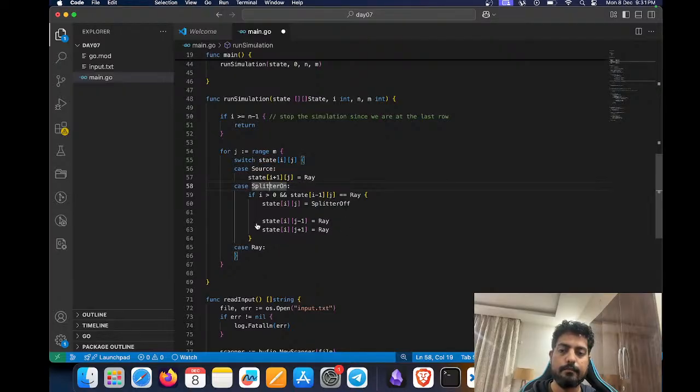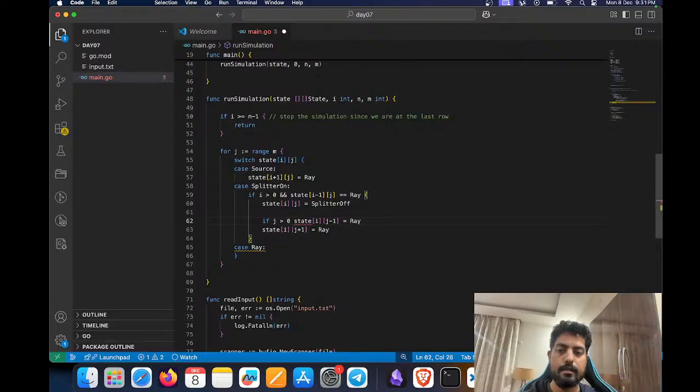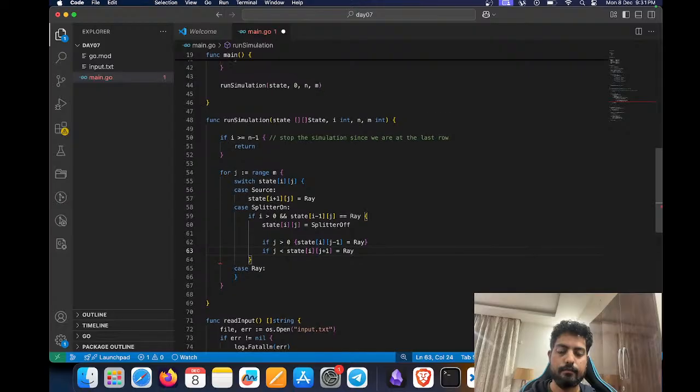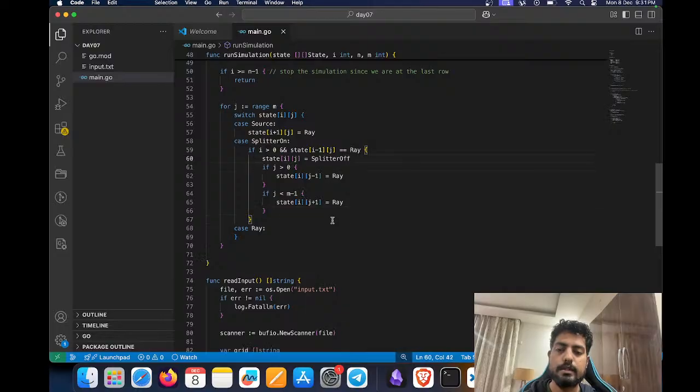and then [i][j-1] is a ray, and we'll just add another condition here, like if j is greater than 0, then do this. If j is less than m minus 1, like we are not in the last column, then do this. So we can only initiate a ray if it is within the valid bound. So this is another thing.